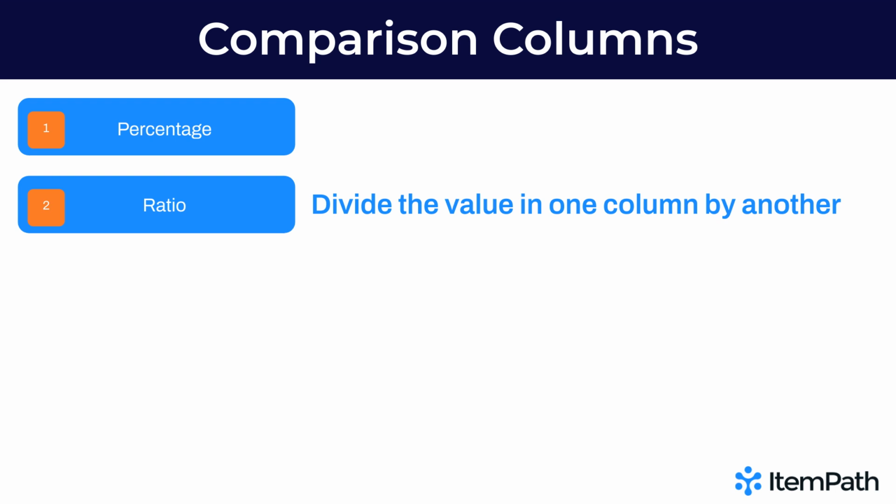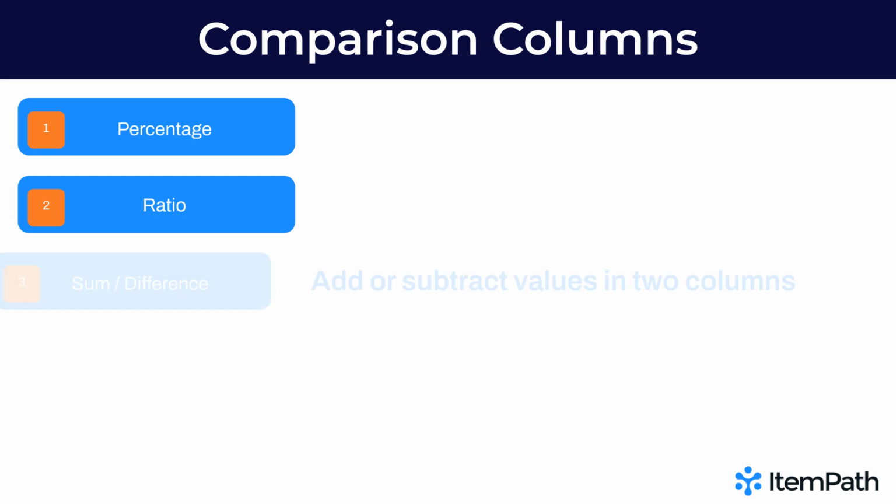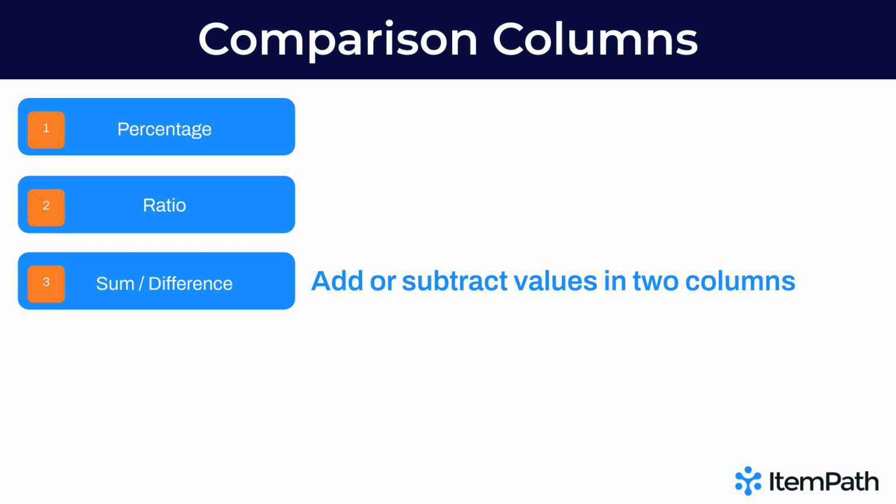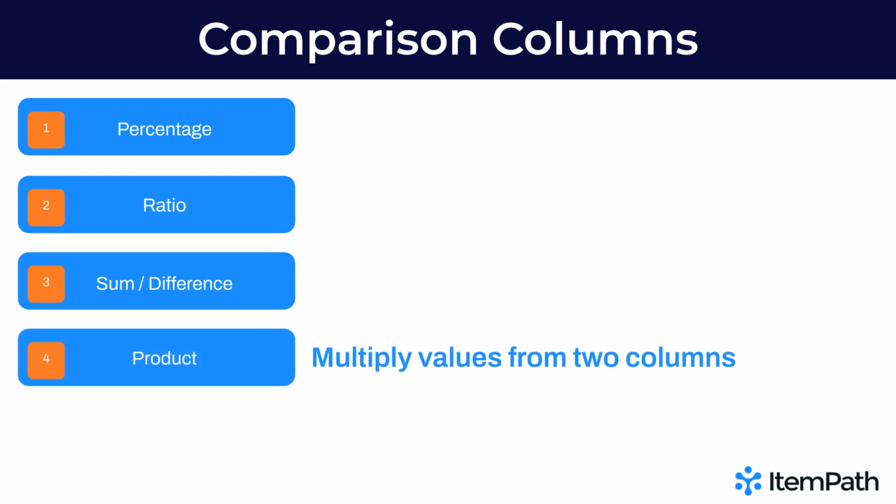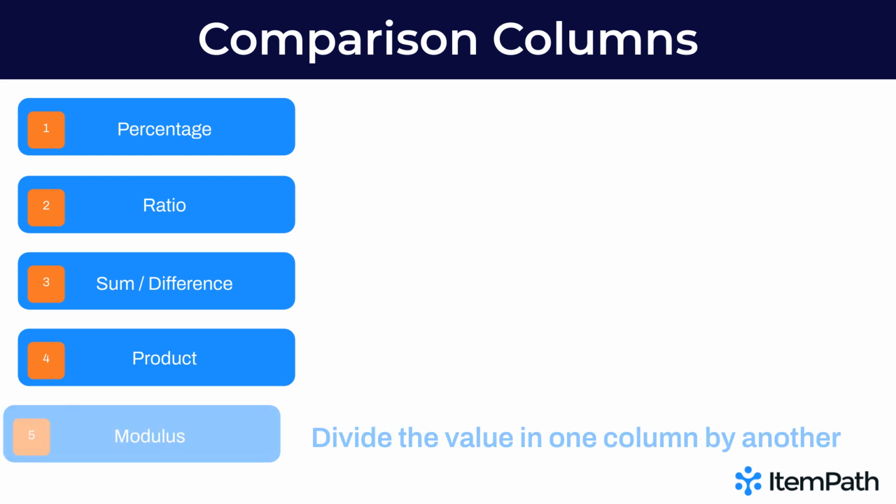Ratio divides the first column by the second to show a decimal, like determining the proportion of warehouse space currently utilized. Sum and difference allow you to add columns together or subtract them, which is perfect for totaling items in a shipment or calculating the change in inventory levels. Product multiplies two values, which you might use to calculate a density score or total value by multiplying quantity by unit price. Modulus returns the remainder after division. A common use for this is scheduling cycle counts based on a repeating cycle of items.